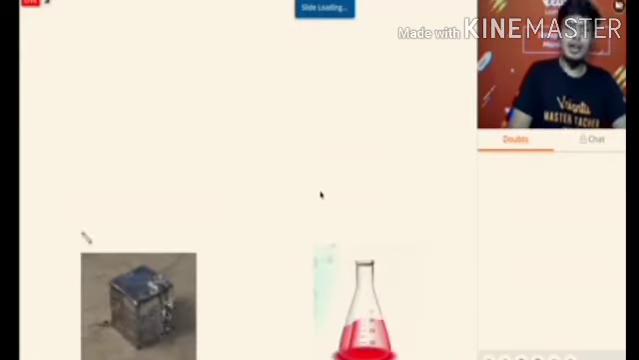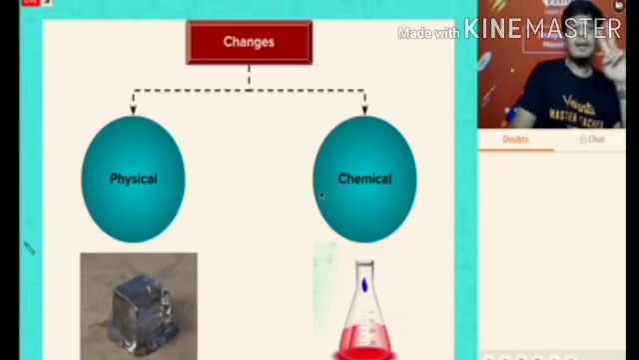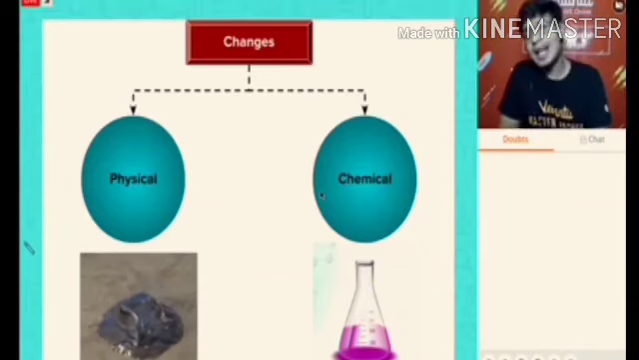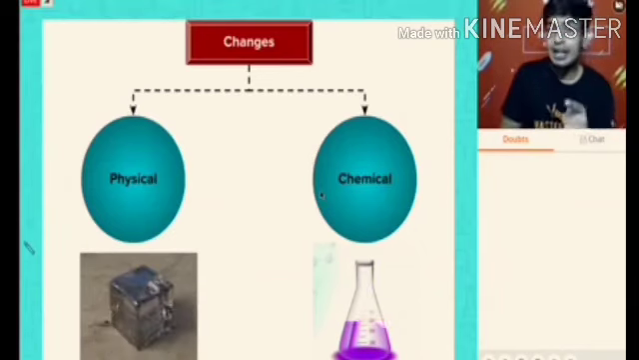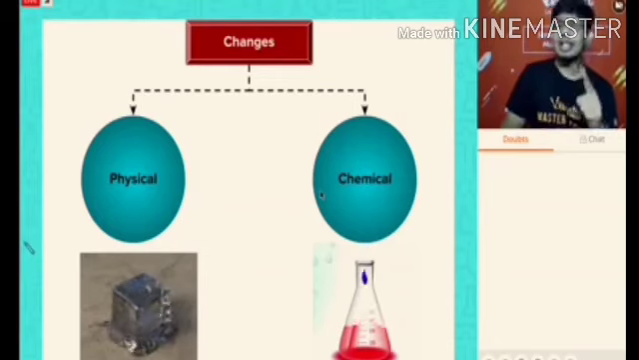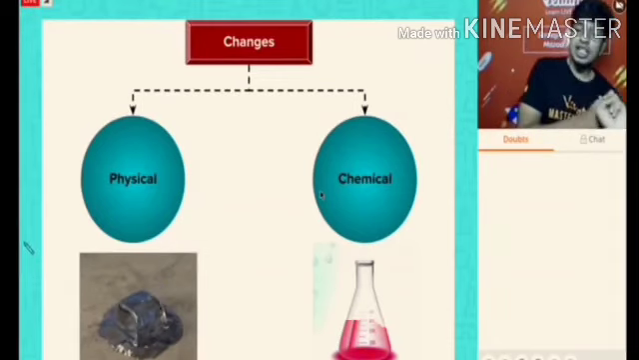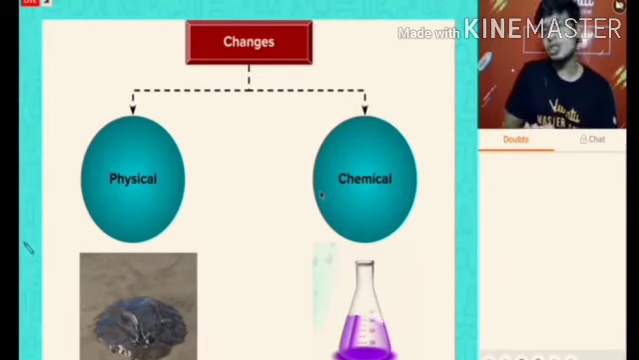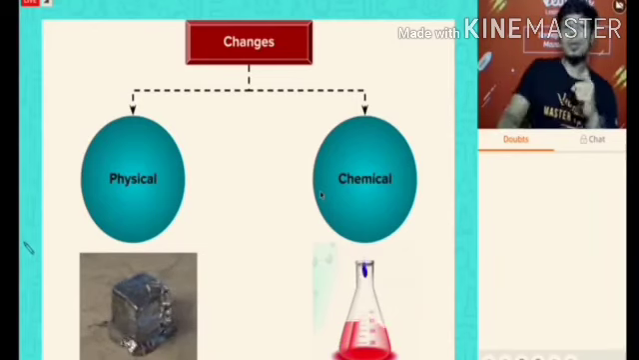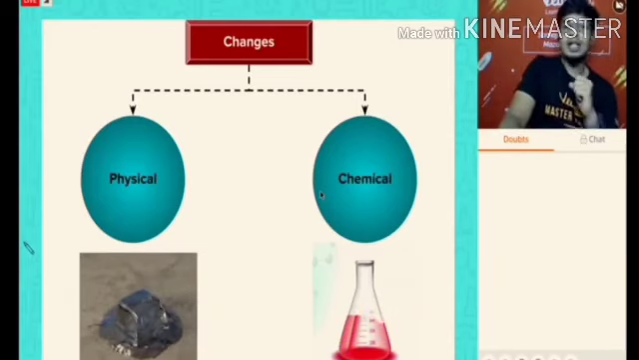The change is now divided into two types. One is the physical change. Another one is the chemical change. Now let us deeply understand what physical change is and what chemical change is. Let us start with the physical change.